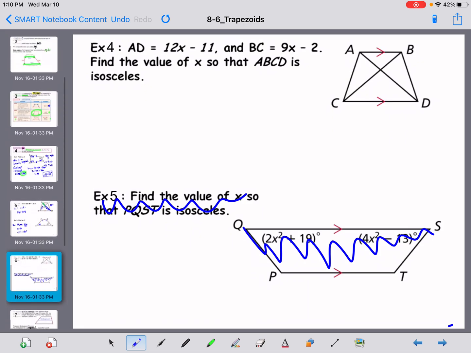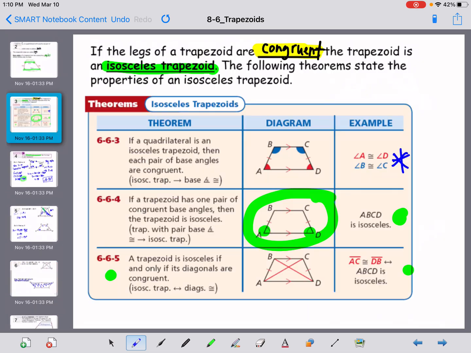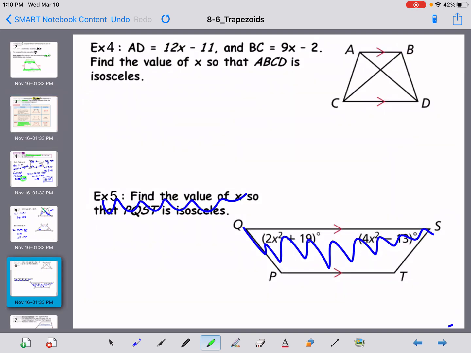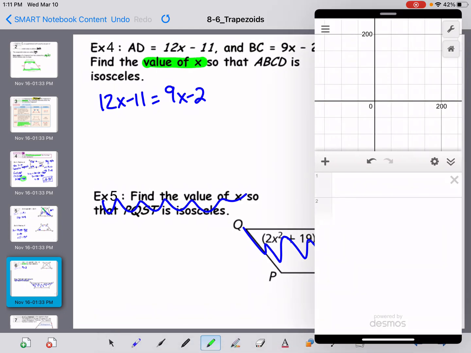So if we go back and look, we're talking about an isosceles trapezoid. So that means, according to this last statement, a trapezoid is isosceles if its diagonals are congruent. So I've got to make these diagonals be congruent to each other so that my trapezoid will be isosceles. So 12x minus 11 is going to equal 9x minus 2. And all I need to find is the value of x. And we'll type it in. What am I going to get?